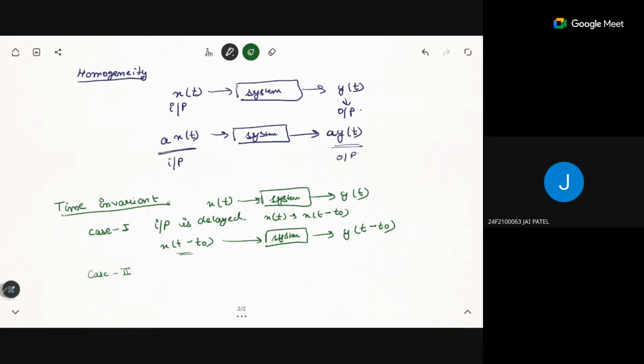So in this, what we are going to do here is delay the input, we are creating a delay in the system.